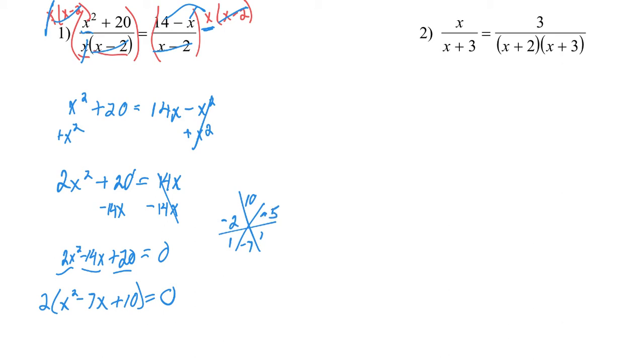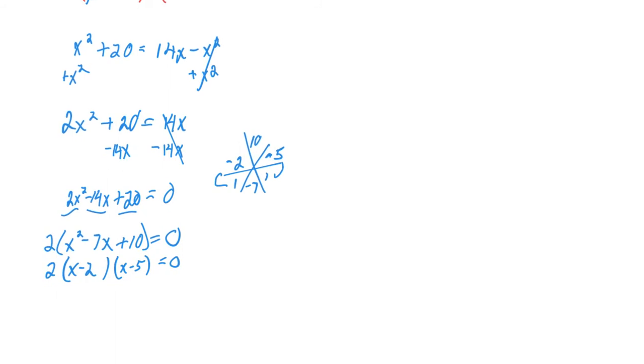Okay, so the factors are going to be 1x minus 2 and 1x minus 5. And what you do is set each of them equal to 0, and then you have your two solutions. So we'll have x minus 2 equals 0, and x minus 5 equals 0. So I'm going to have x equals positive 2 and x equals positive 5.